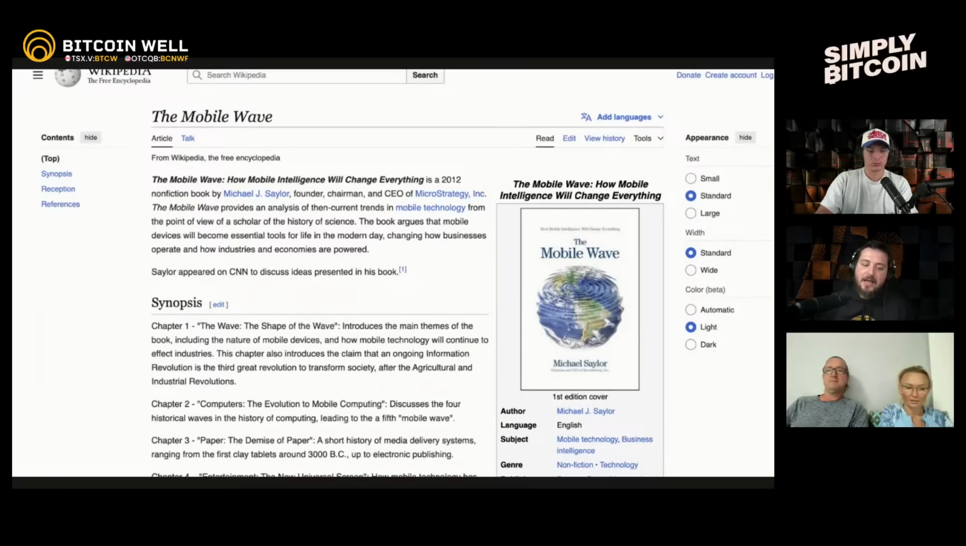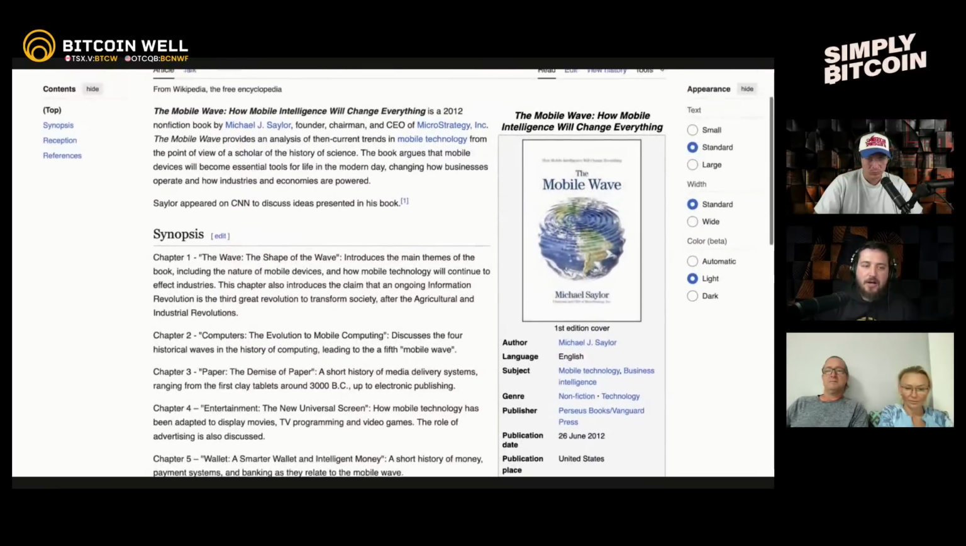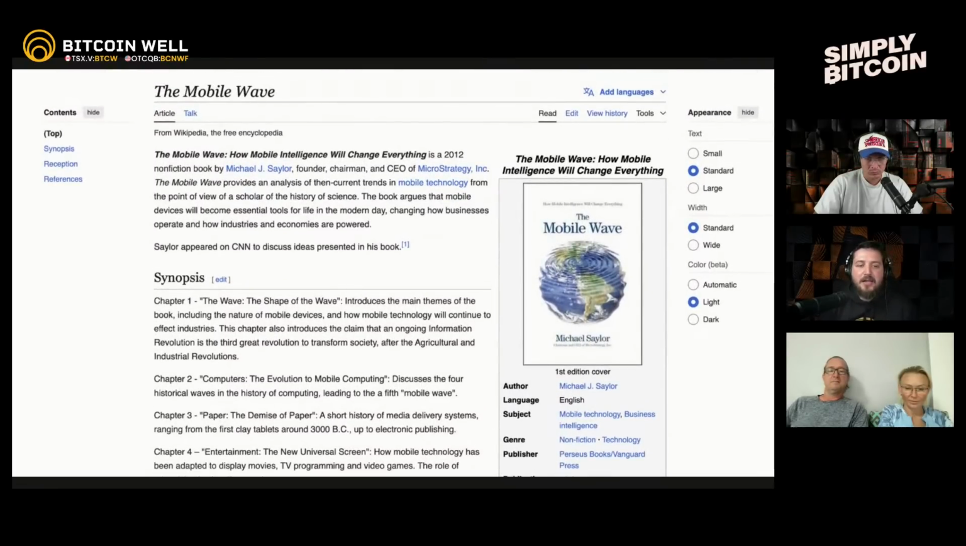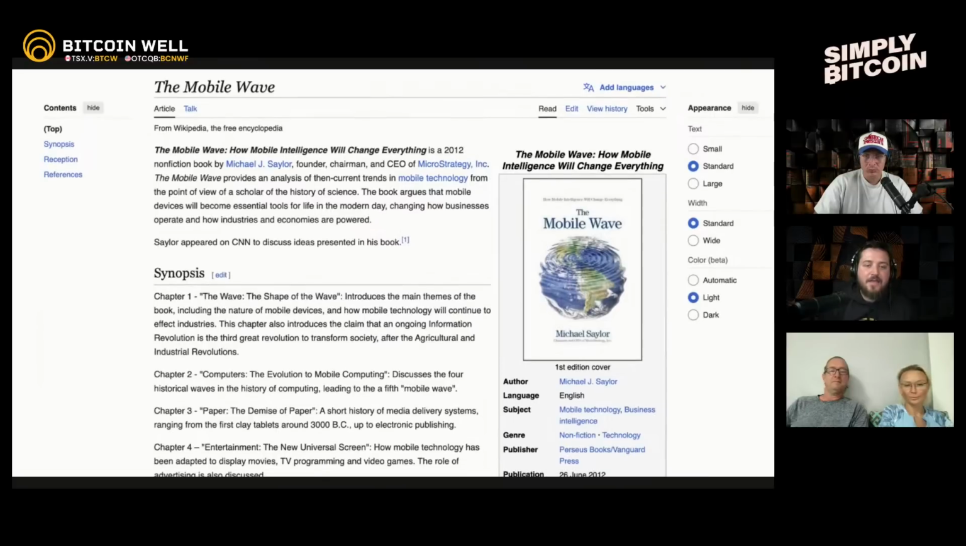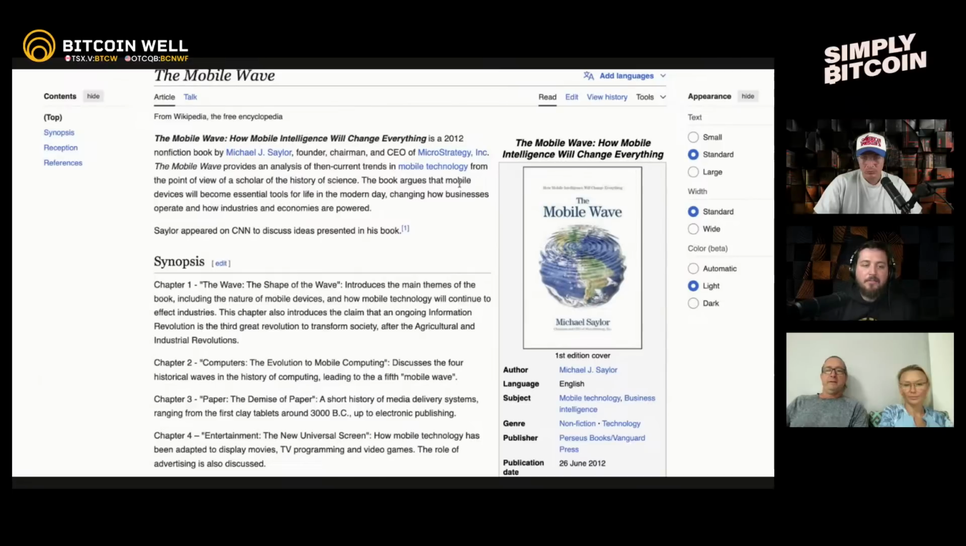And again, if you want to learn from the past, you have to study it. Michael Saylor correctly predicted the mobile wave. In fact, he released this book back in 2012. The Mobile Wave, How Mobile Intelligence Will Change Everything, is a 2012 nonfiction book by Michael Saylor. The Mobile Wave provides an analysis of then current trends in mobile technology from the point of view of a scholar of the history of science. The book argues that mobile devices will become essential tools for life in the modern day, changing how businesses operate and how industries and economies are powered.